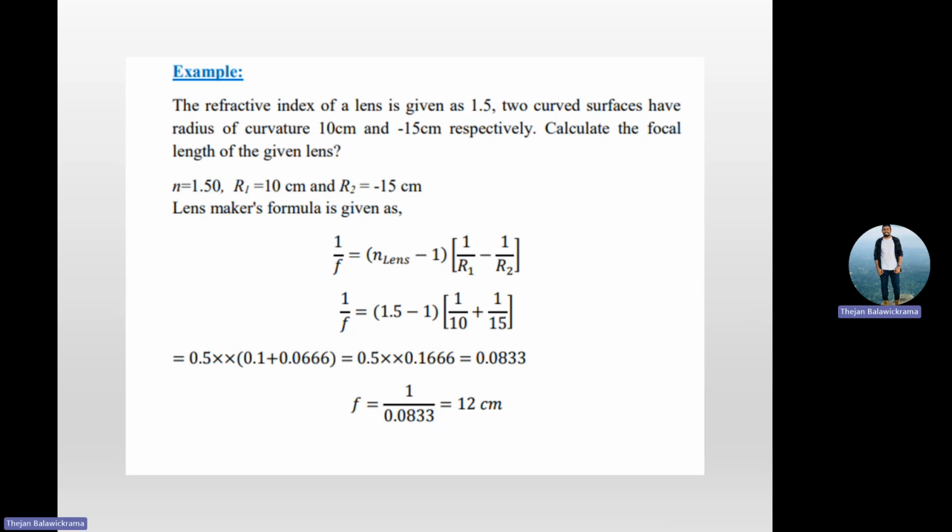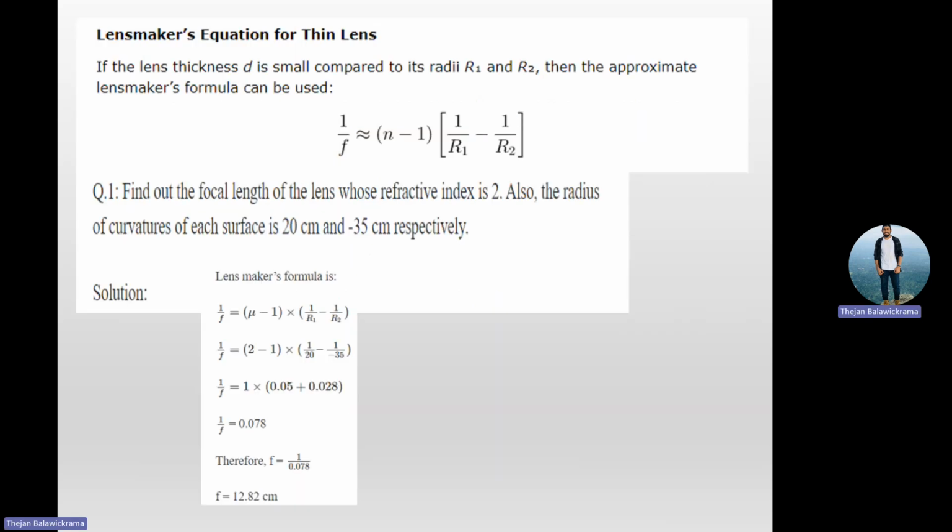Answer again another 12 centimeters. Is it coming? 12 point something something, then 112. Okay. Get the answer. Right, those who have done that, can you go to question number 1? Refractive index 2, curvature is 20 and minus 35.